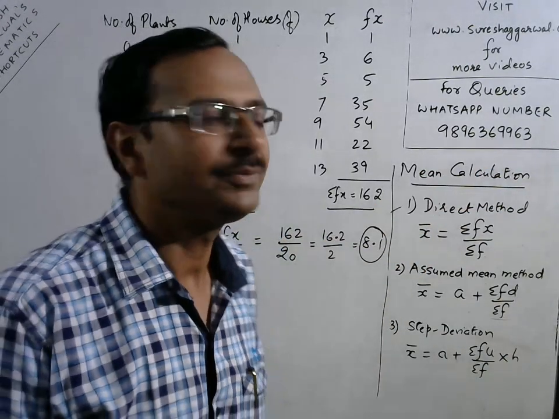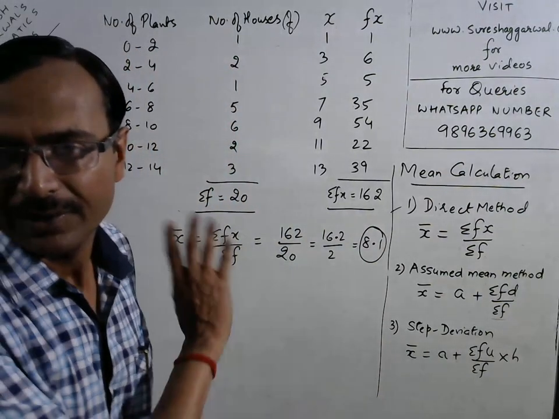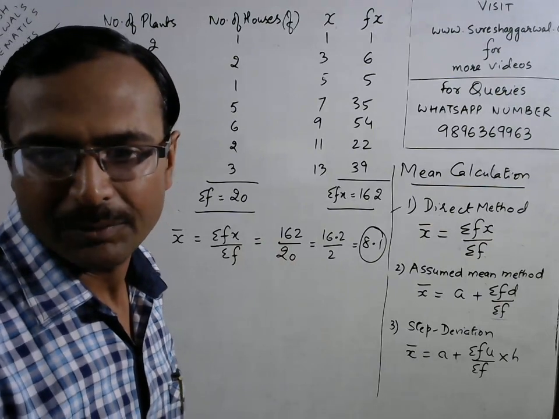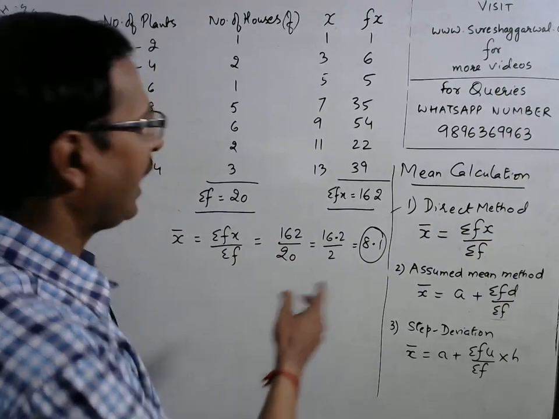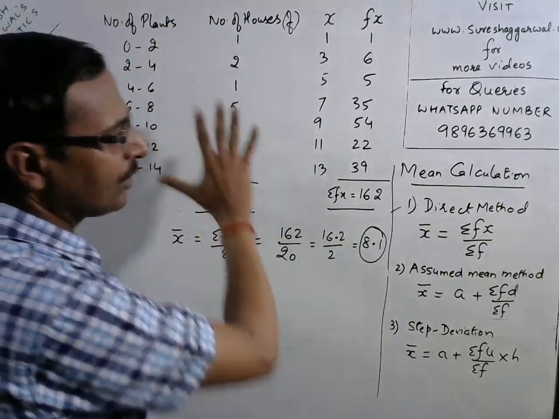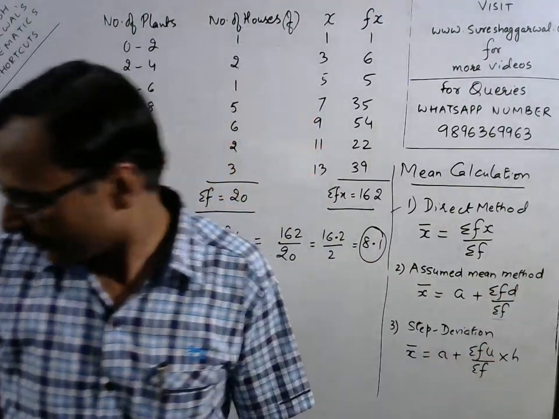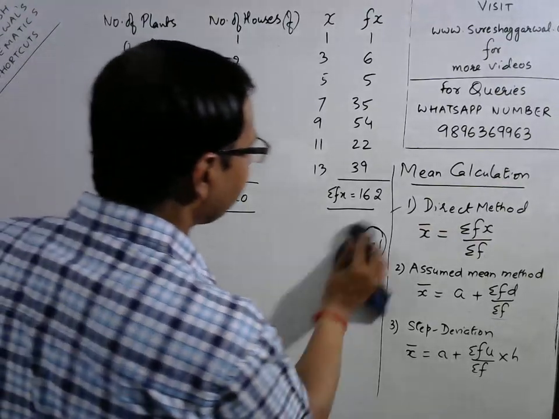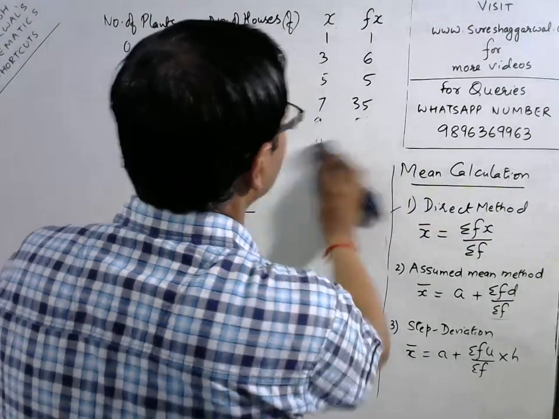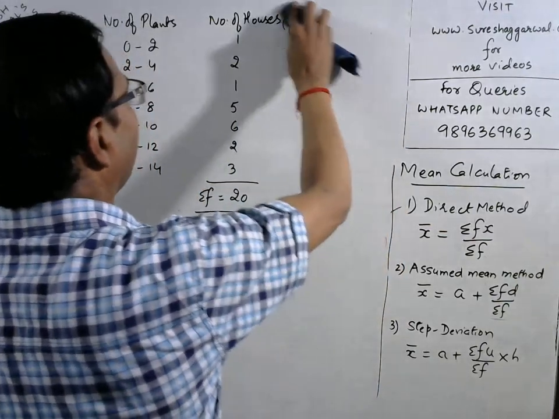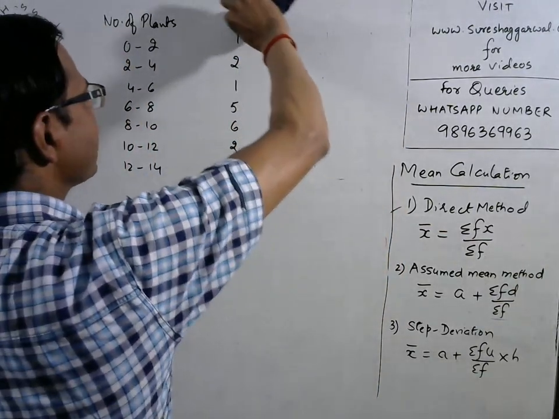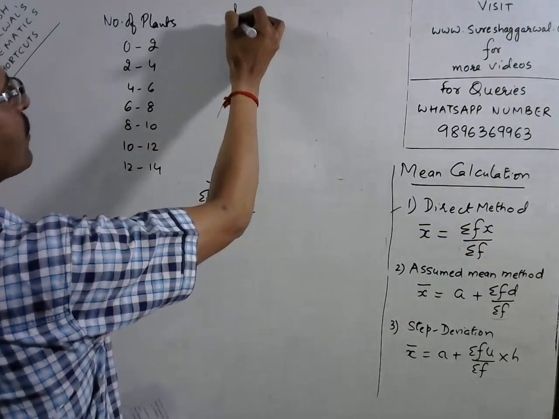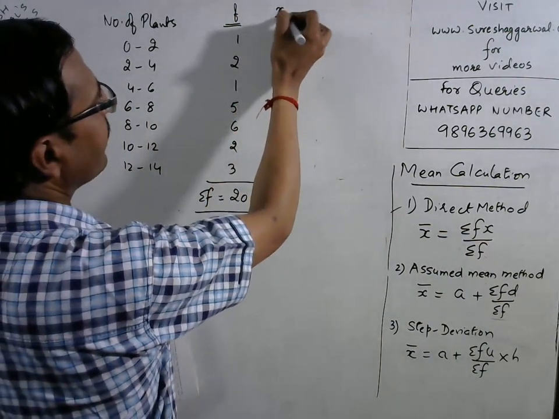Now, if you have understood this, we can move ahead now. I'll carry on the same question now using the assumed mean method. Now let us check out the assumed mean method. So I'll rub this off. This is the first method, direct method. Now to save space, I will just write f here. This is the frequency. And in all methods, you need to find the mid values x.